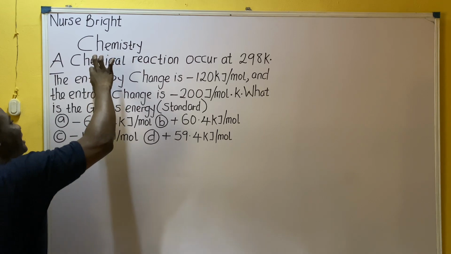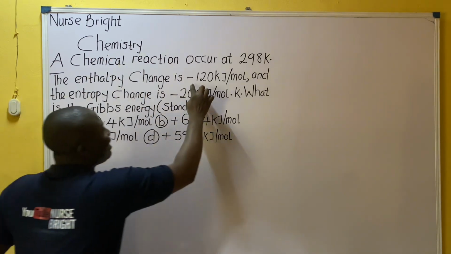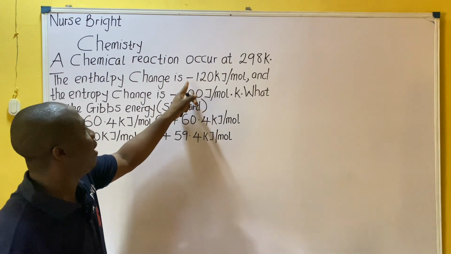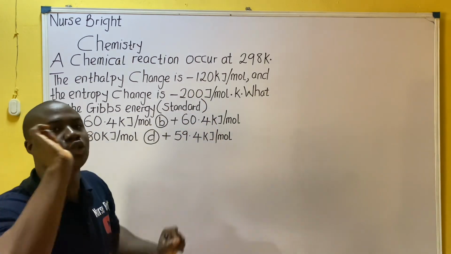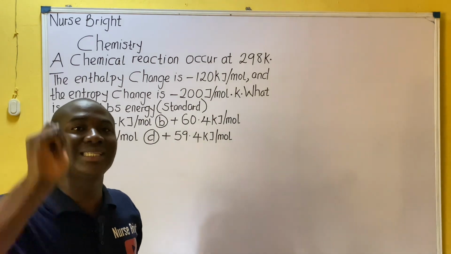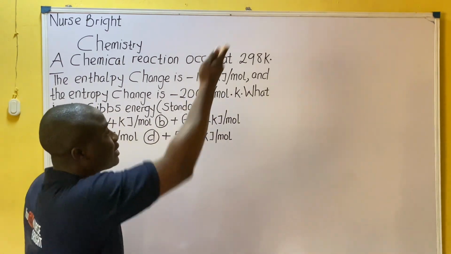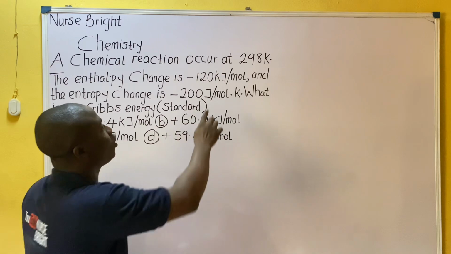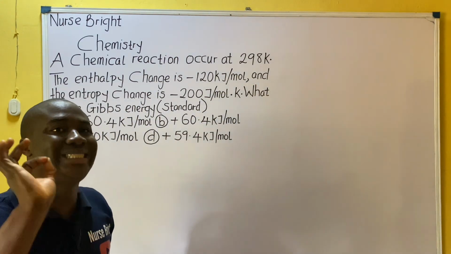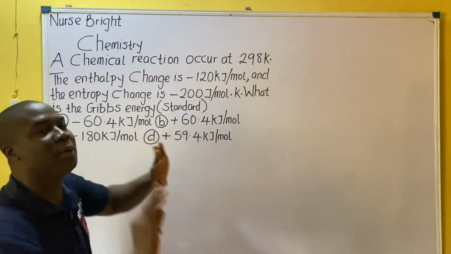The enthalpy change is this value. And how is this value pronounced? It is minus 120 kJ. kJ simply means kilojoules, slash there means per. So this is kilojoule per moles. So this is the enthalpy change.